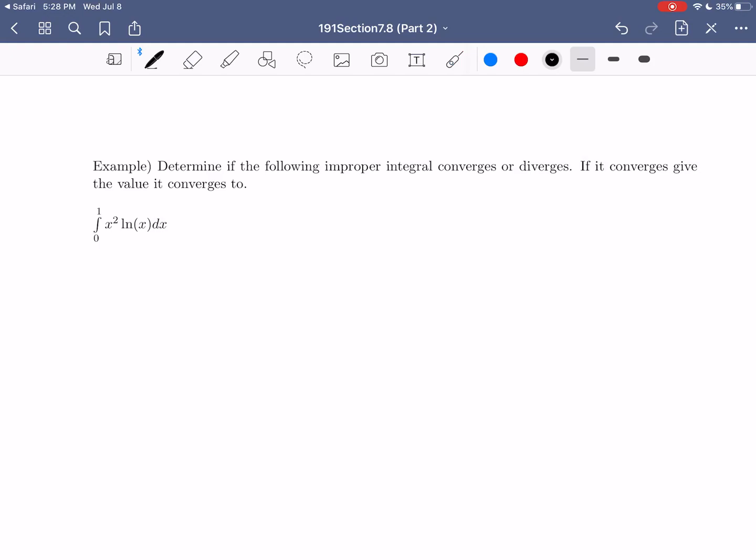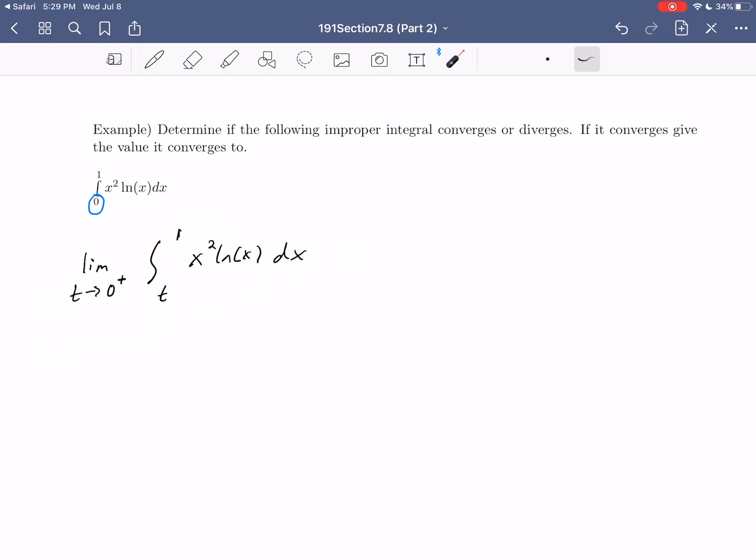Again, we need to figure out what the issue is. Well, there's not going to be any issues with x squared, but of course ln x does have some. You can't plug 0 into ln x, so the issue this time is going to be at that 0. So we're going to need to rewrite this as the limit as t approaches 0 from above, or from the right, because we're going from 0 to 1, so we're approaching 0 from numbers slightly above 0. The integral from t to 1 of x squared ln x dx. So again, always first step, rewriting it as a limit.